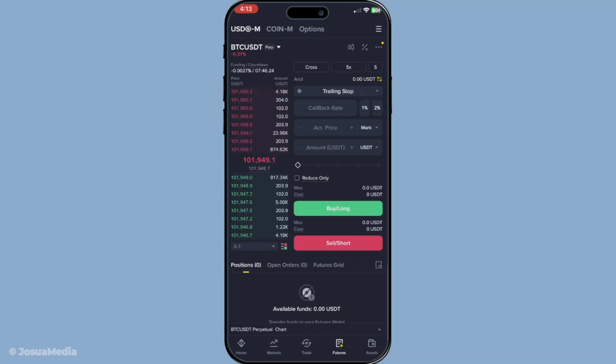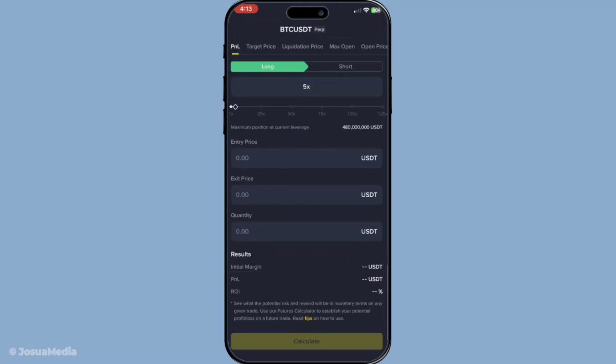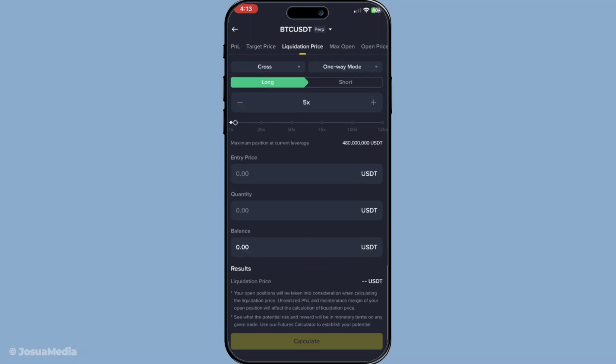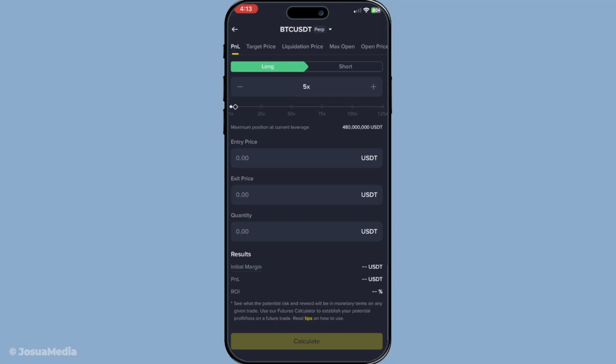Once you've tapped the calculator icon, you'll be prompted to choose a mode. You have three options here: P&L, which stands for profit and loss; target price, which helps you determine the price at which you may want to aim your trade; and liquidation price, ensuring you're aware of the level at which your position would be liquidated if things don't go as planned. Selecting the appropriate mode is crucial because it dictates the kind of information you'll be working with. So think carefully about what you're looking to calculate before proceeding.